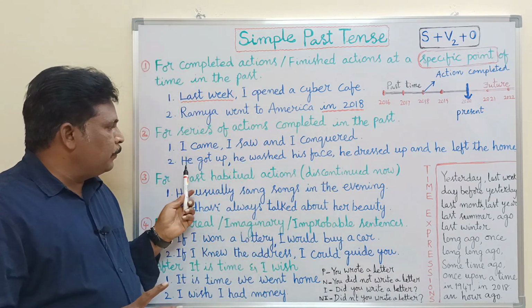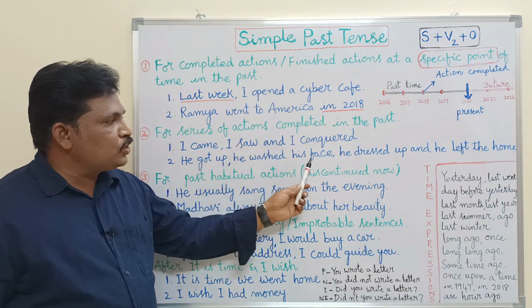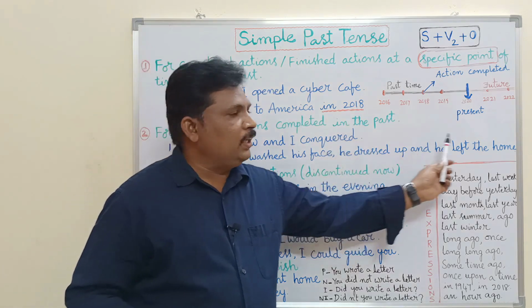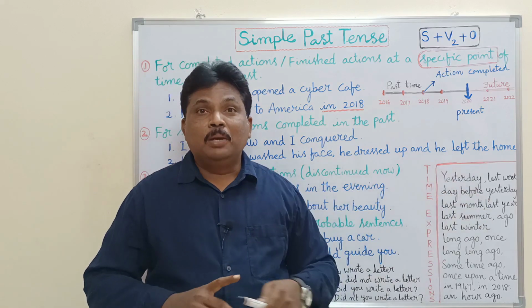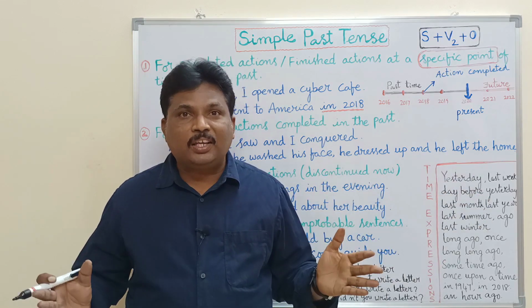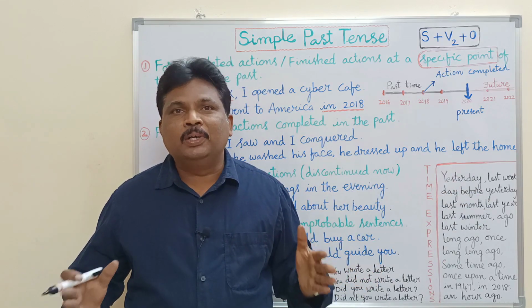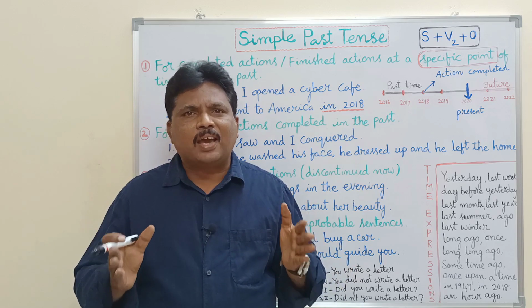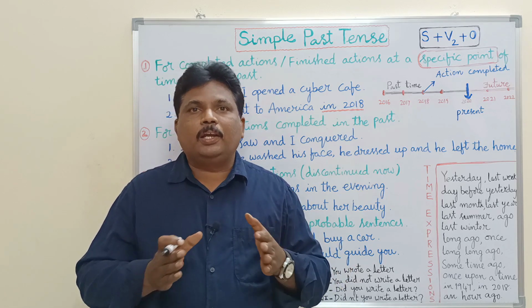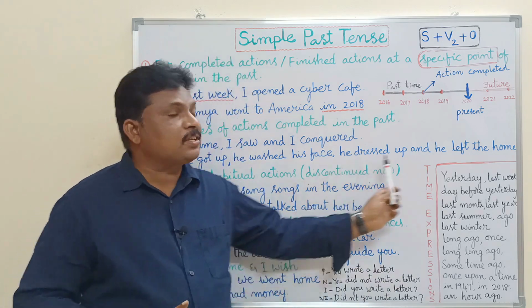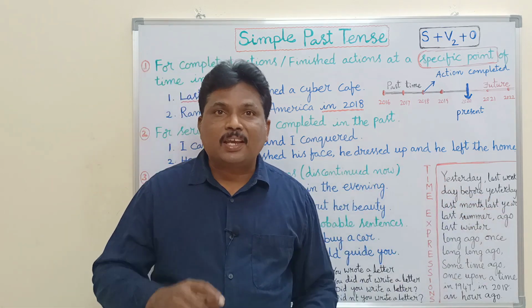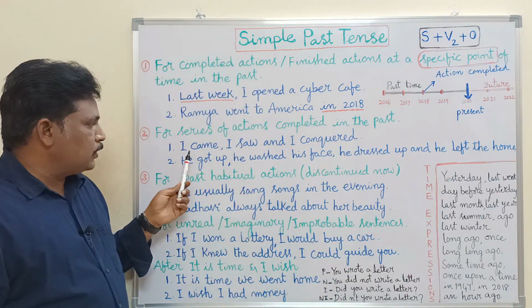Look at another example. He got up, he washed his face, he dressed up, and he left the home. See, here also we find four actions, but between one action and another action, there is not much time gap. It is understood that all these actions were finished at a specific point of time in the past, so they are called a series of actions. This is the second usage of simple past tense.